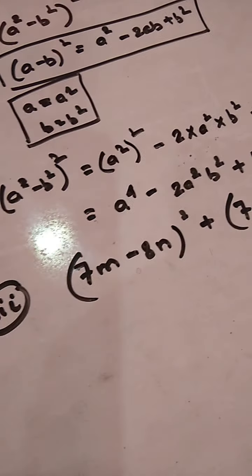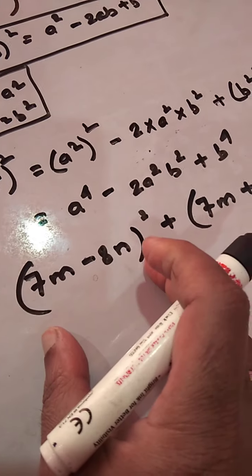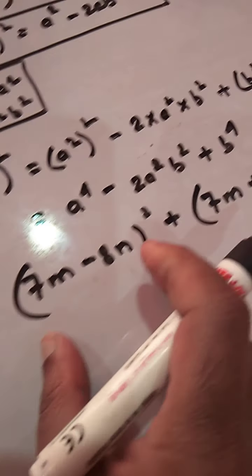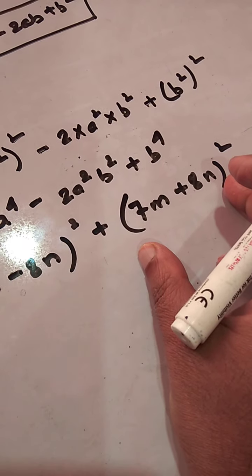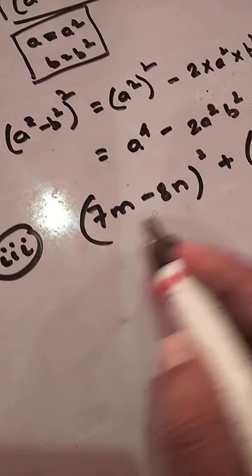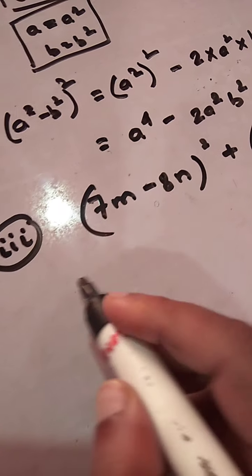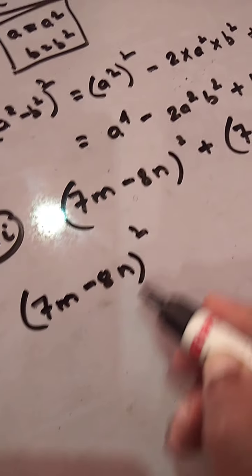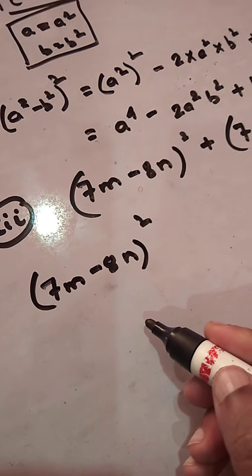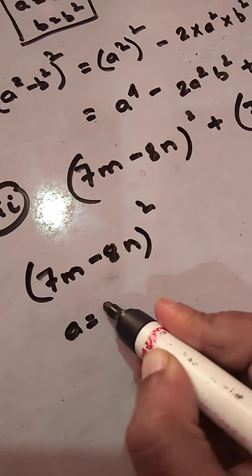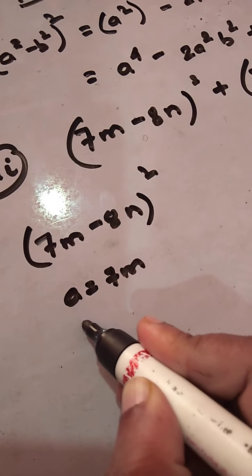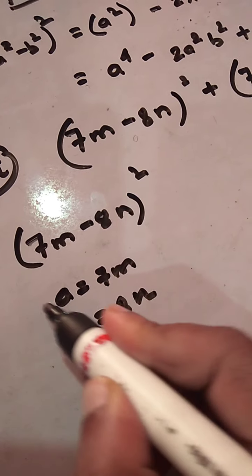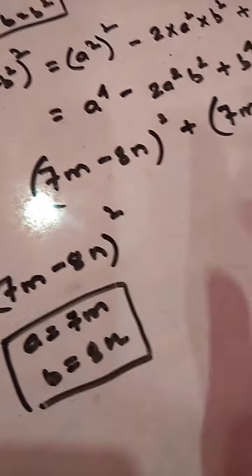For sum number 3 we have two expressions. The first expression will be expanded with the help of (a minus b) whole square, and the second with the help of (a plus b) whole square. Let's begin with the first one. I'm writing this individually so that you can understand. We use the identity (a minus b) whole square, where in place of a we have 7m, and in place of b we have 8n. We'll expand the two expressions individually, not together, so it is easier to understand.